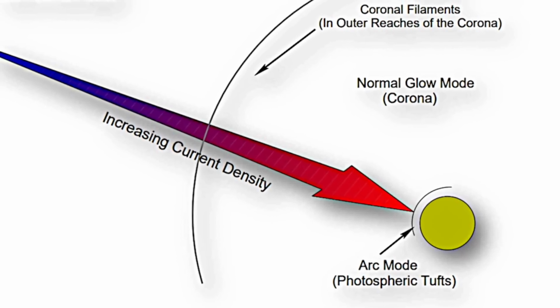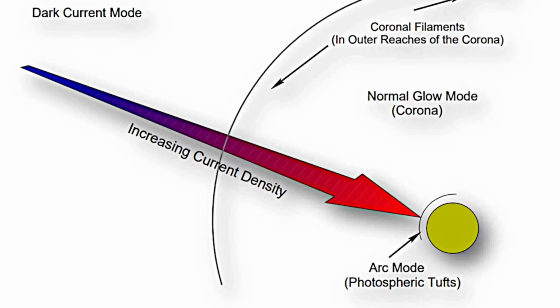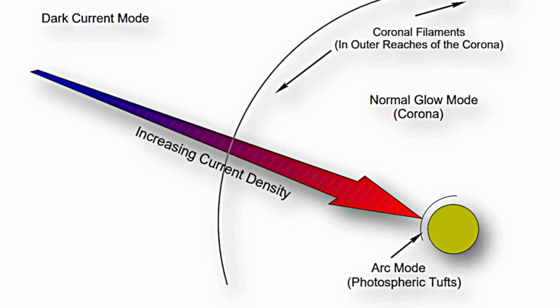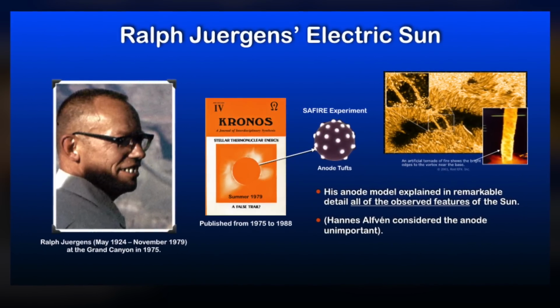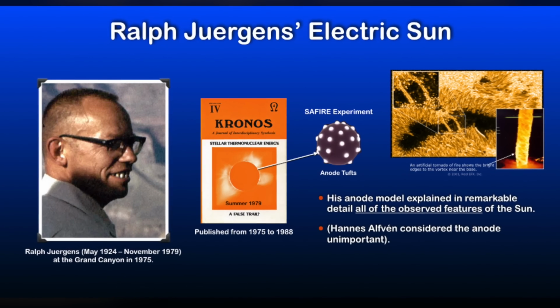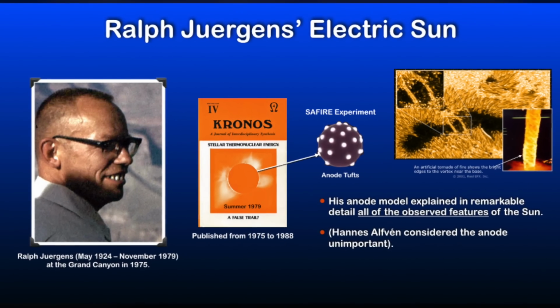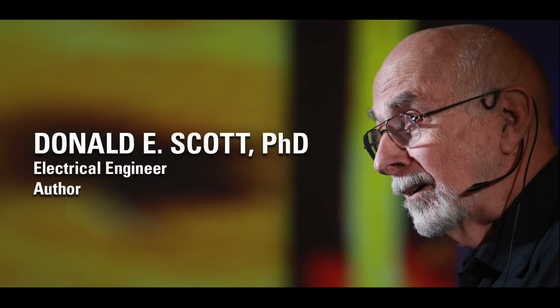Now, this demonstrates why we can say that a photosphere, that is to say a plasma arc mode tufting layer, covers any star that's too small relative to the intensity of the electric current impinging on its surface. Ralph Jurgens, in his original Electric Sun paper, describes the trade-offs between the size of a star's surface area in comparison to the strength of the electric current passing through it. Hey, let's perform a thought experiment, a Gedanken experiment, as Einstein would say.